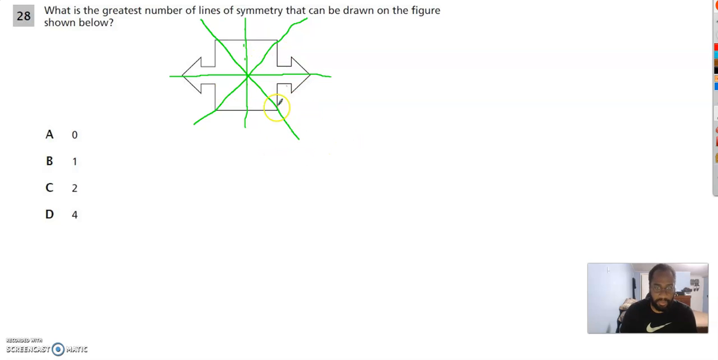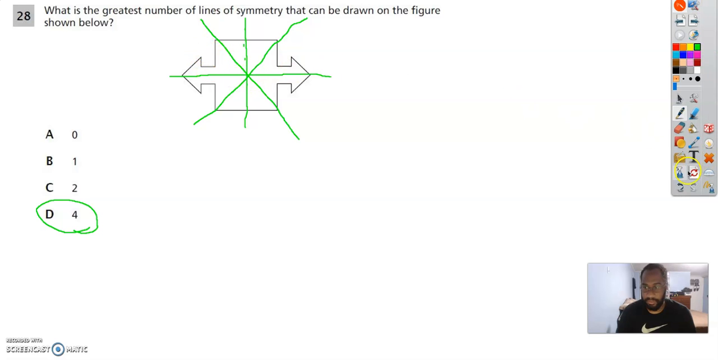So how many lines of symmetry does the shape have now, Jaslyn? Excellent. It has four lines of symmetry, based on the different ways you can fold the figure. All right, let's try a different one.